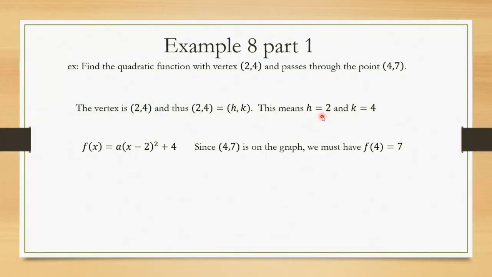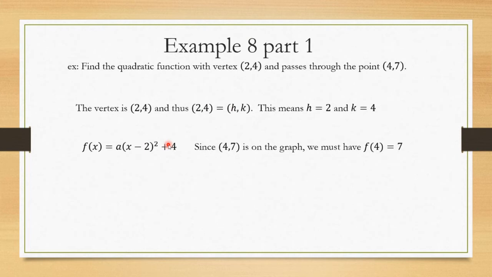You could interchange the sides of the equation. And 4 equals k, so k equals 4. Okay, so that's what we get here. Right away we know what h and k are. So f of x then is a times (x minus 2) squared plus 4. Okay, so we have that so far.